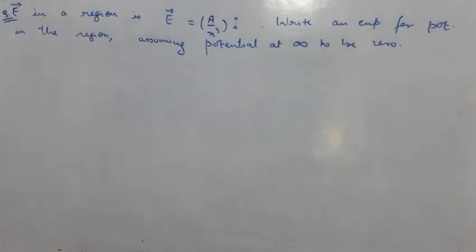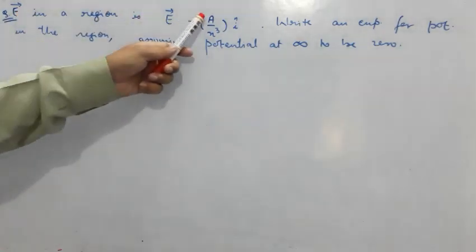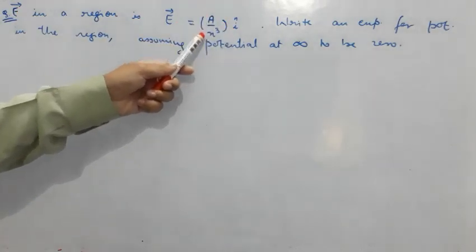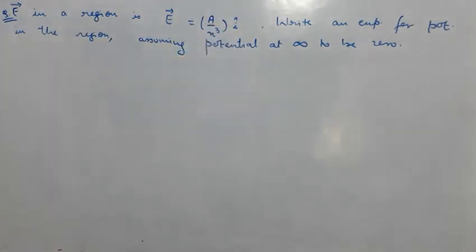Okay, let's see a question. This is from H.C. Verma. This question gives you an idea about how to obtain potential if electric field in a region is given. So here E vector is given A by x cube I cap. This is the magnitude and this is the direction.